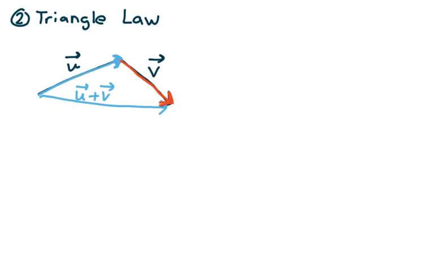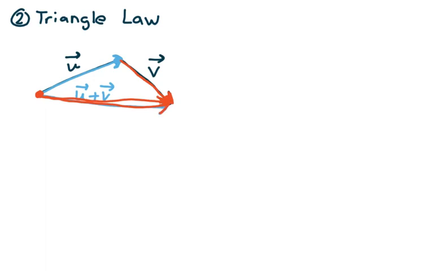Now, how do I get U plus V? Well, to get U plus V, I take the initial point of U and connect it to the terminal point of V. And that's what this is. If I can draw this. And then what I do is I draw an arrow at the terminal point of V.